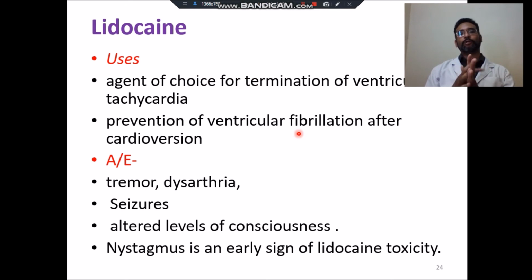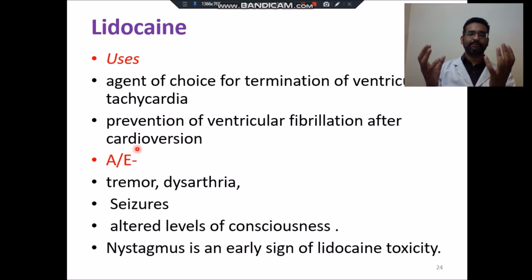It's the agent of choice for the termination of ventricular tachycardia and can be used to prevent ventricular fibrillation after cardioversion. By the way, cardioversion is that machine you see in the ICUs where there are two paddles, one is kept on the chest and the second on the sternum, and then a fixed amount of current is passed onto the chest so as to stimulate the beating of the heart.